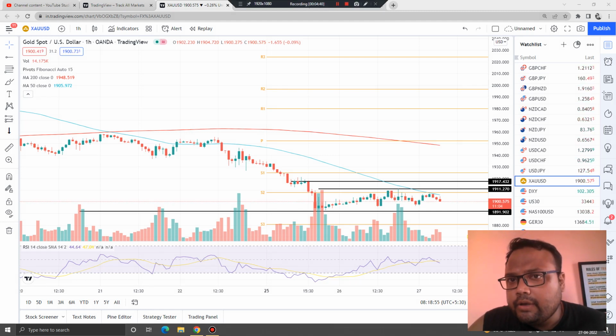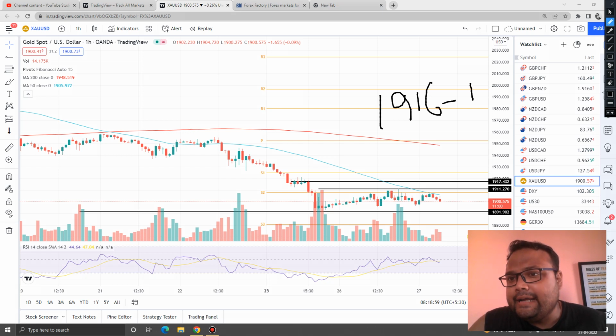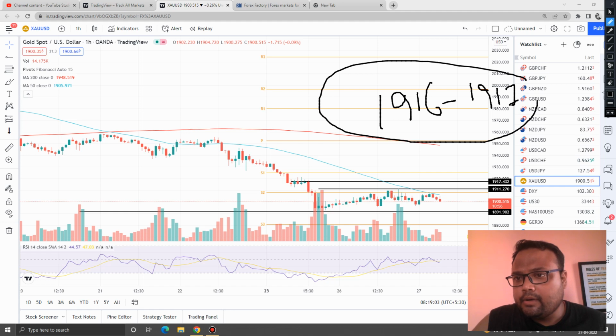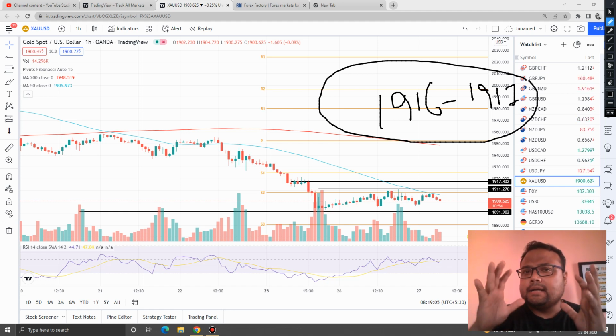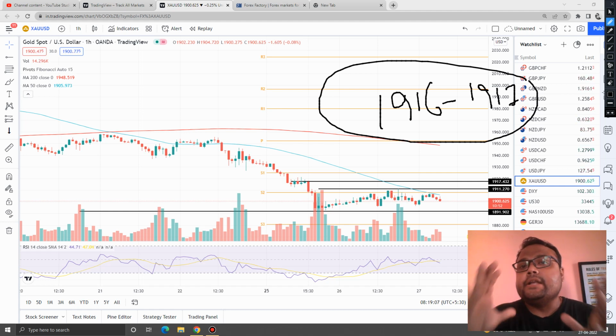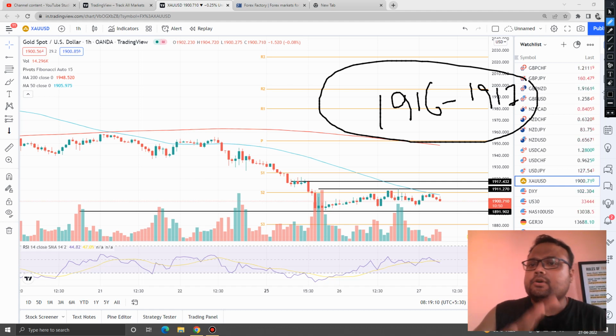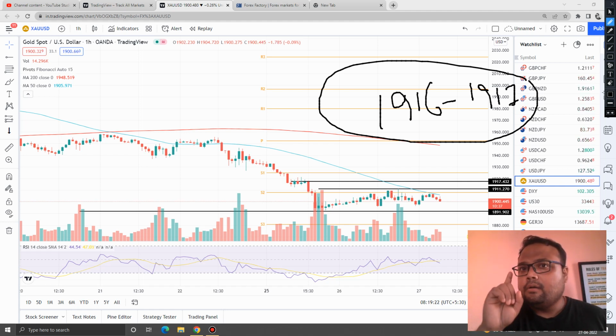And in the form of resistance, 1916 to 1917 is still a valid resistance for the market. Considering the present sideways nature of the gold chart, there is a good possibility that if the market goes up, it will face selling pressure and reverse. So if we see the market reversing from this resistance zone, we can take a sell position.